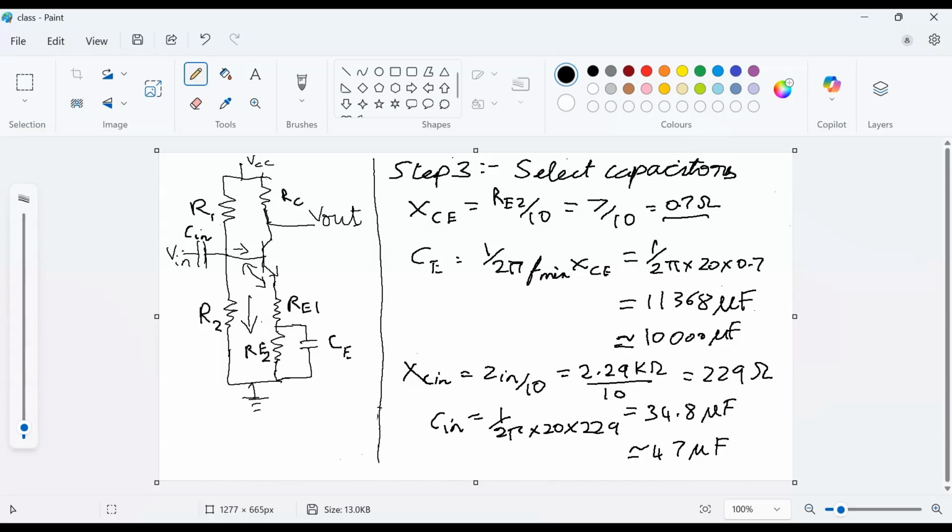Once again, we calculate Cin from the formula 1 by omega C, which is equal to 1 by 2 pi times minimum frequency, which is 20 times 229. This gives a capacitance value of 34.8 microfarad. So, in order to choose a realistic practical value of the capacitor, we are using 47 microfarad.